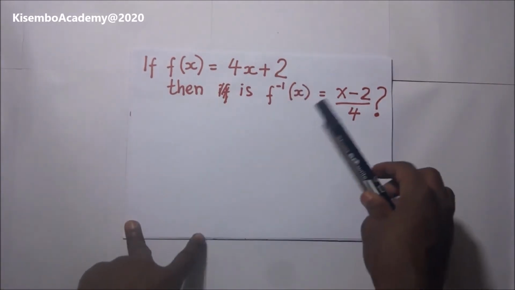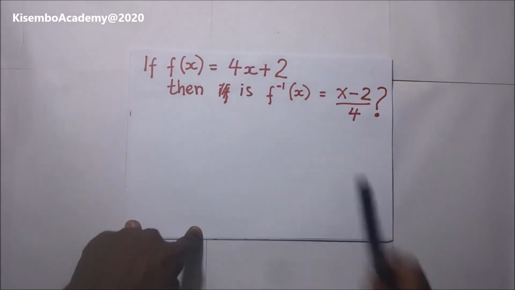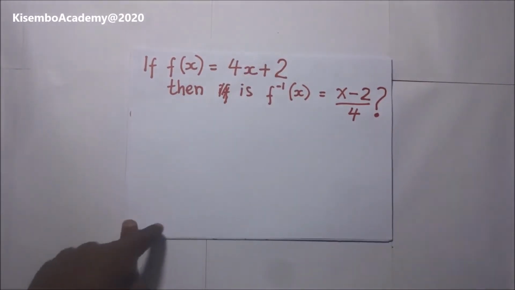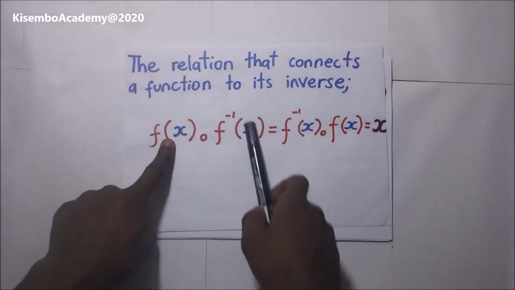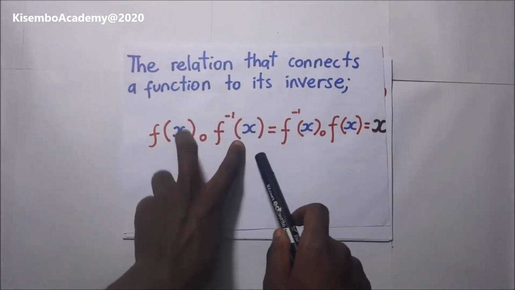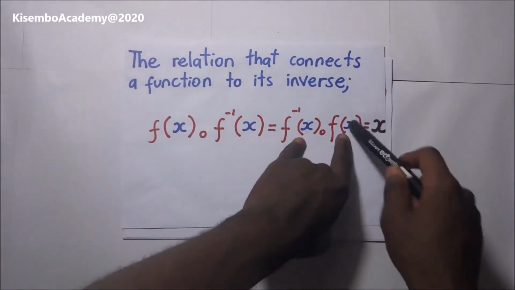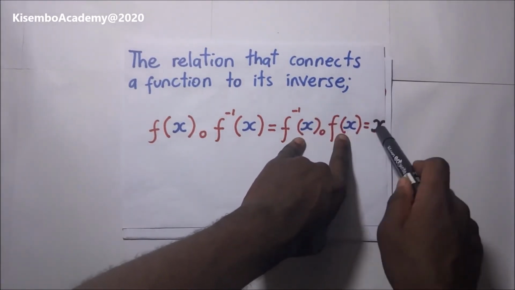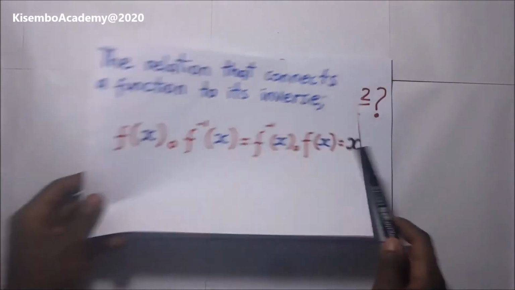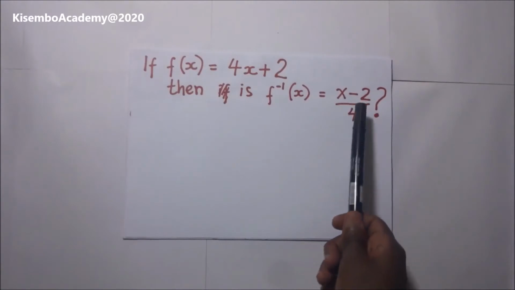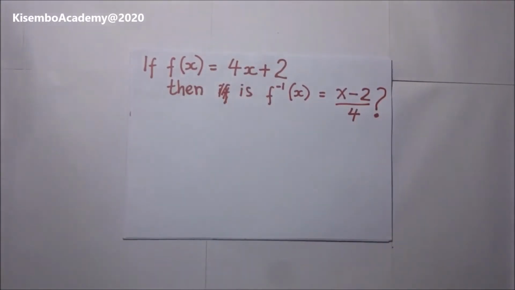For us to prove whether this function is indeed the inverse of that one, we are going to use this relation and see if this equals x. Then we are going to work out the other composition as well and see if it is equal to x. If this relation is fully satisfied, then we can conclude that yes, this function is indeed the inverse of the other. So we get started with the working.